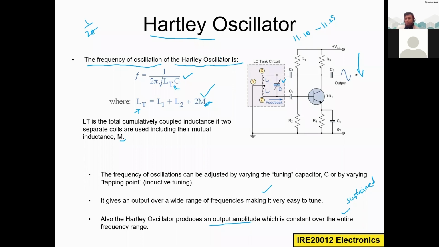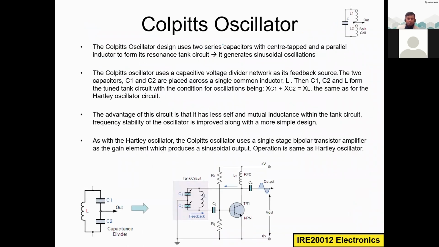Colpitts oscillator is very similar to the Hartley oscillator. The only difference is the tank circuit design. In Hartley, we have designed the tank circuit using two inductors in series, or a tapped inductor, and one variable capacitor in parallel. So this is the tank circuit of the Hartley oscillator.